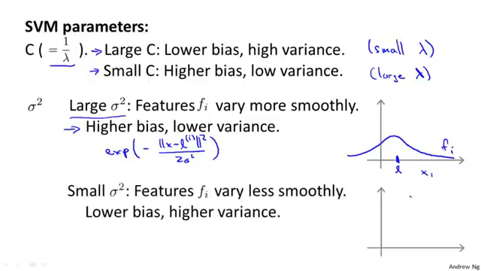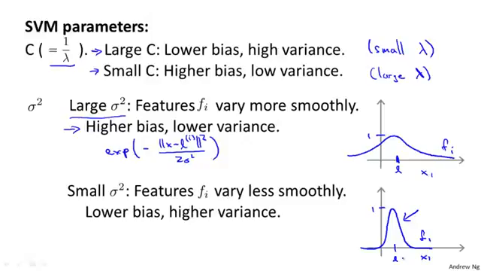Whereas in contrast, if sigma squared is small, then given my one feature x1 and my landmark, my Gaussian kernel, my similarity function, will vary more abruptly. In both cases, it'll peak at 1. And so if sigma squared is small, then my features vary less smoothly, with higher slopes and higher derivatives. Using this, you end up fitting hypotheses of lower bias, and you can have higher variance. And if you look at this week's programming exercise, you actually get to play around with some of these ideas and see these effects yourself.